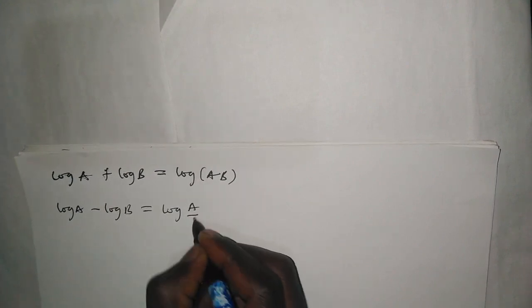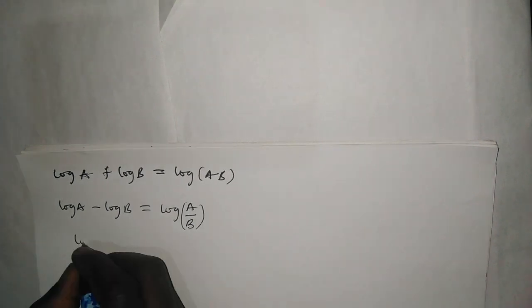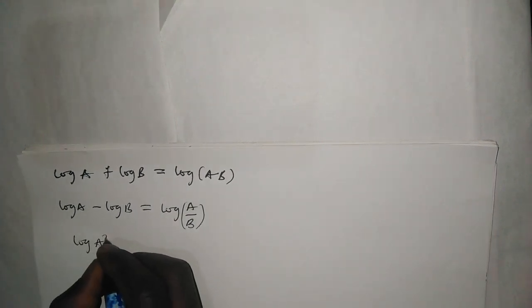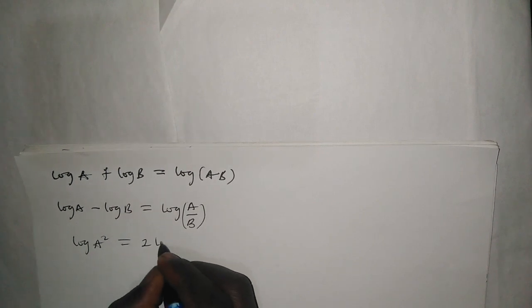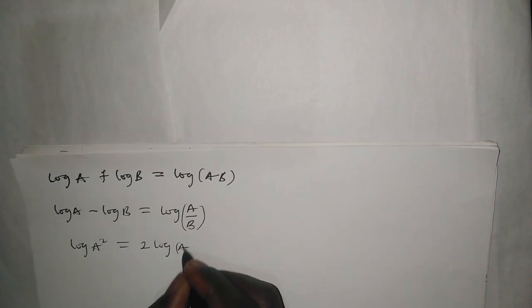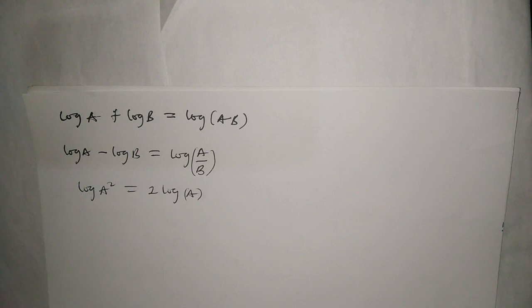When we have log a plus log b, what we will have is log ab. When we have log a minus log b, what we'll have is log a divided by b. For the power rule of log, when we have log a raised to power 2, what this simply means is 2 log a.